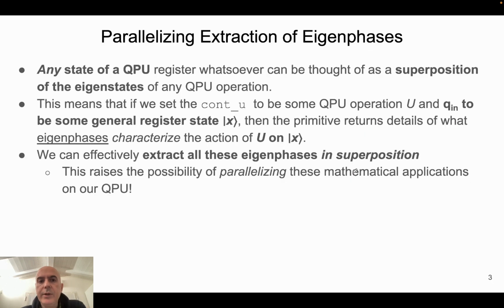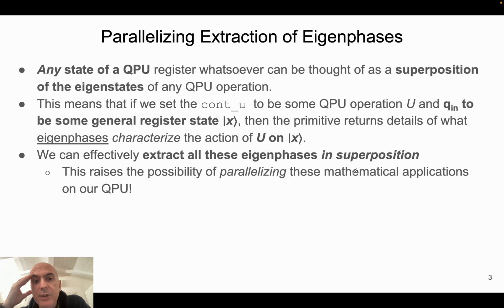So any state of a QPU register can be thought of as a superposition of the eigenstates of any QPU operation. And therefore, we can actually put any generic superposition of a state. There will be a superposition of the quantum eigenstates.